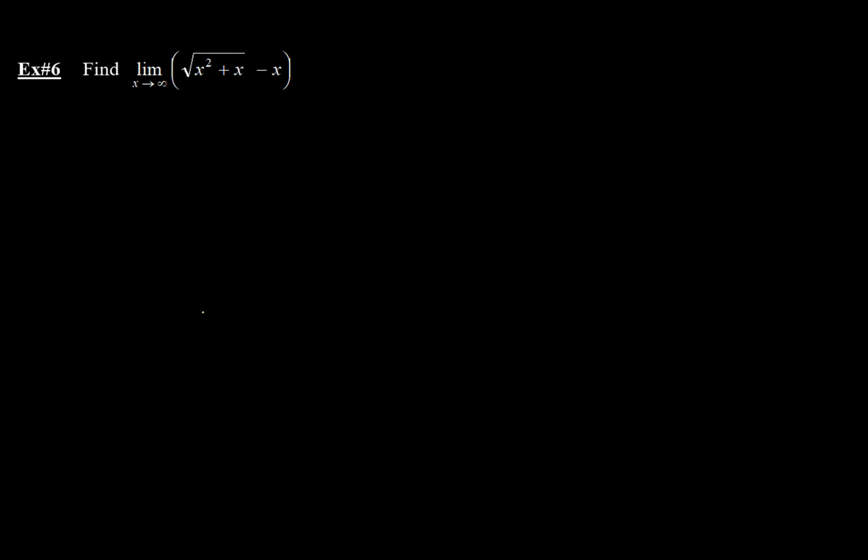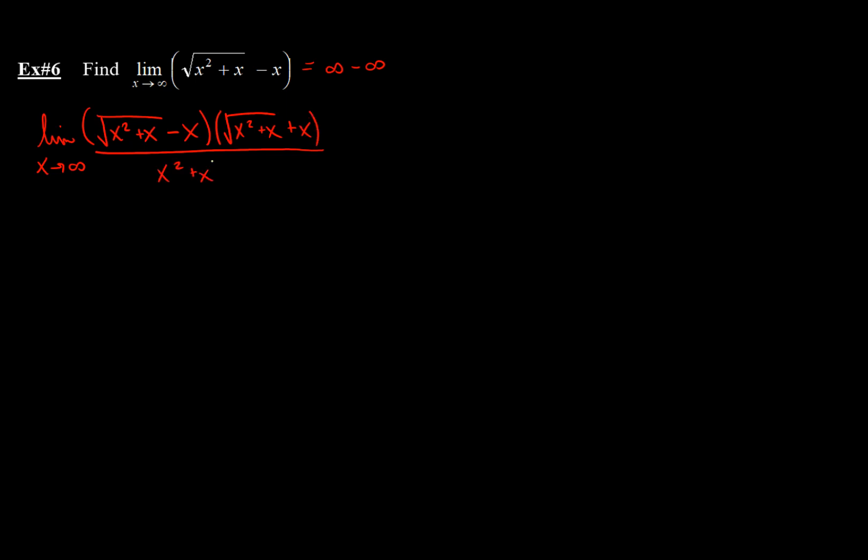Let's try another one. Notice again, I end up with infinity minus infinity. So for this one, we're going to multiply by the conjugate. So I've got the square root of x squared plus x minus x, and I'm going to multiply that by the conjugate, the square root of x squared plus x plus x, and then divided by the square root of x squared plus x plus x.